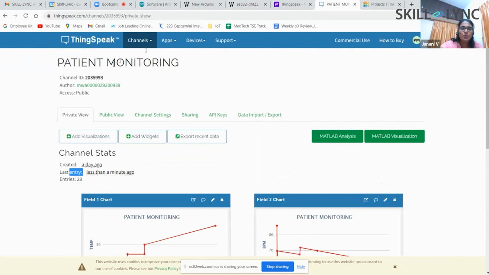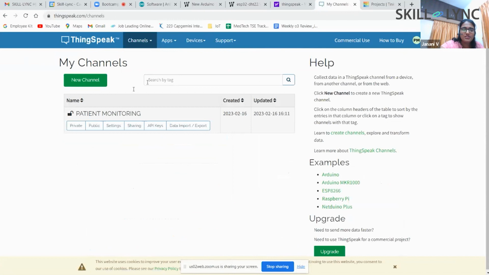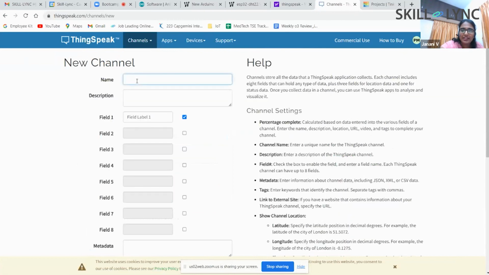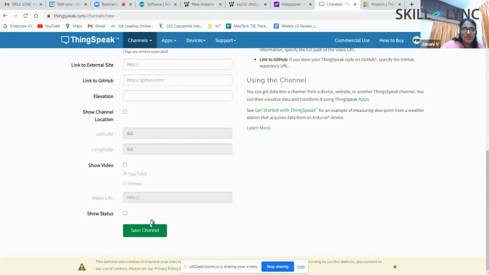So generally when you get in, this is how it will be. You have to create a new channel here. You have to create the project name. You have to describe what kind of thing. In field one, you have to create like IoT, BPM. In the name, you can give any name. See, I'm showing you Pulse using MAX30100. So I can just save this channel.